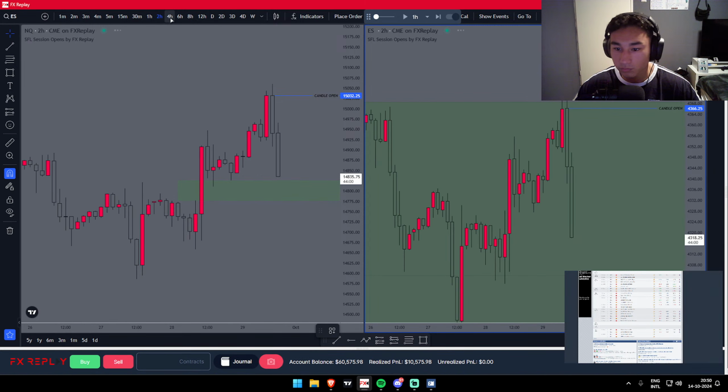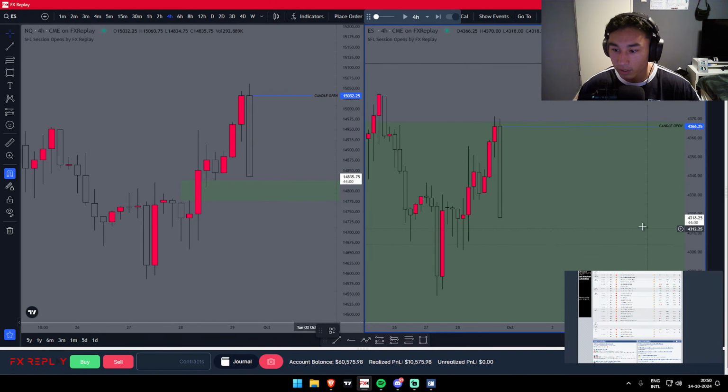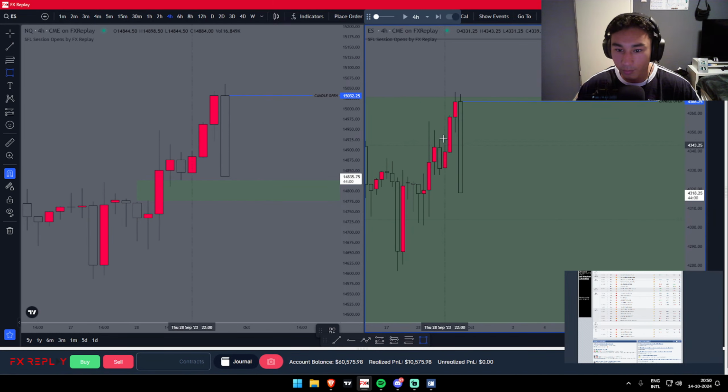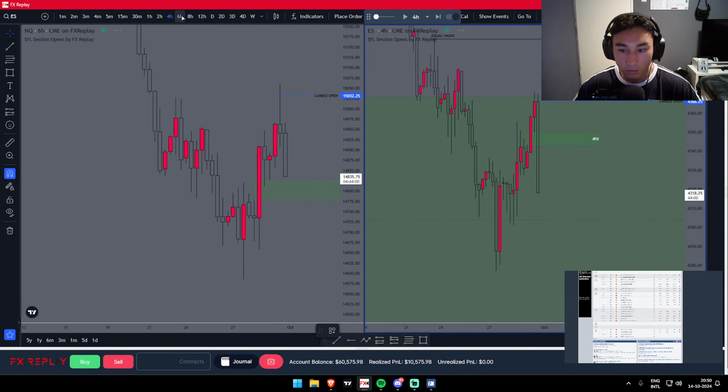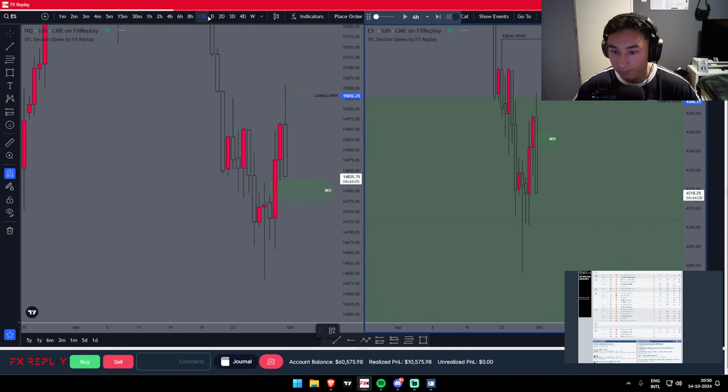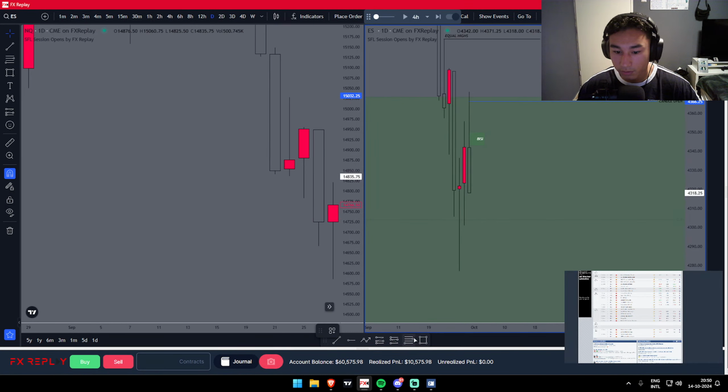Okay, we did have this 4 hour here. Probably have big wicks here. I would still be looking for longs. Honestly, don't expect it to run all the way lower to those lows here. So we do have this big wick here.